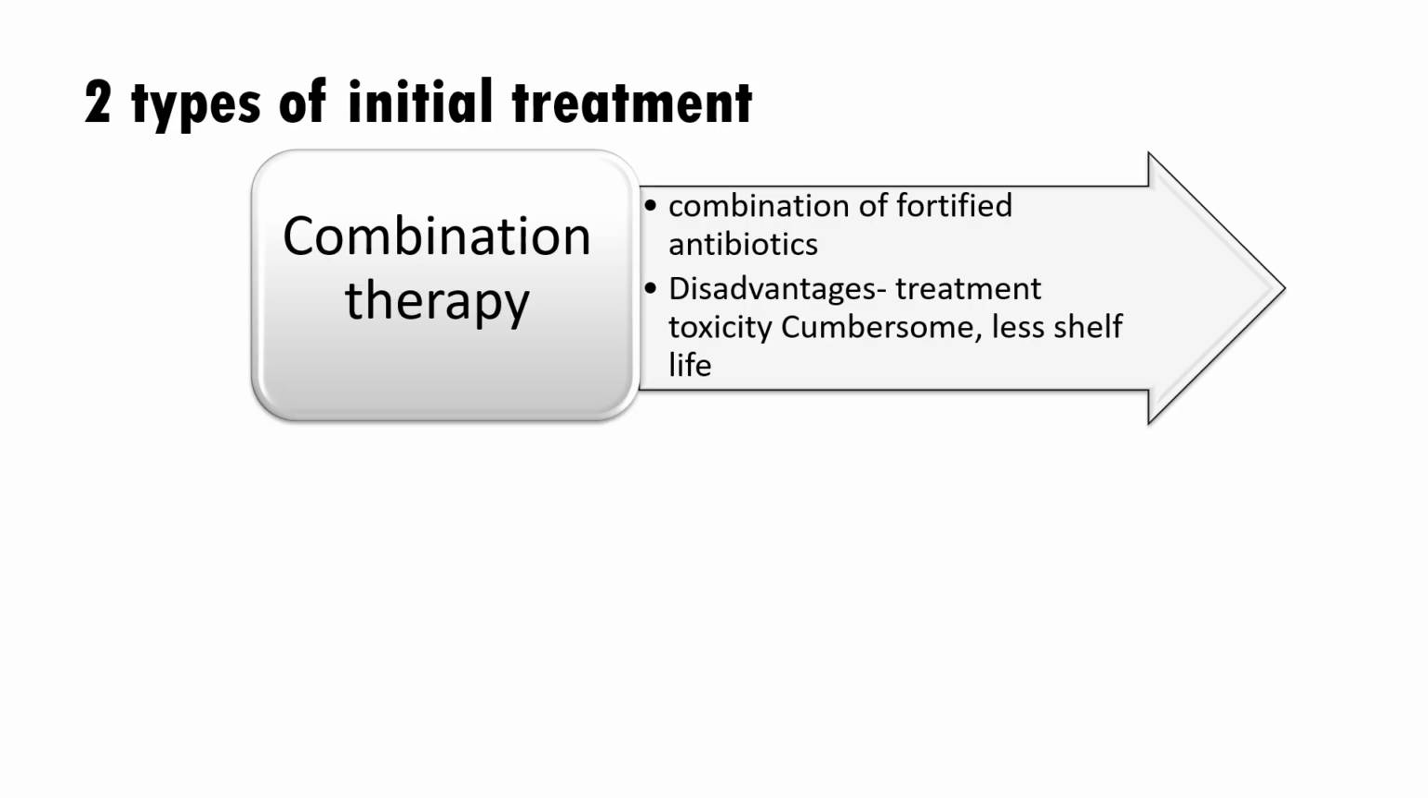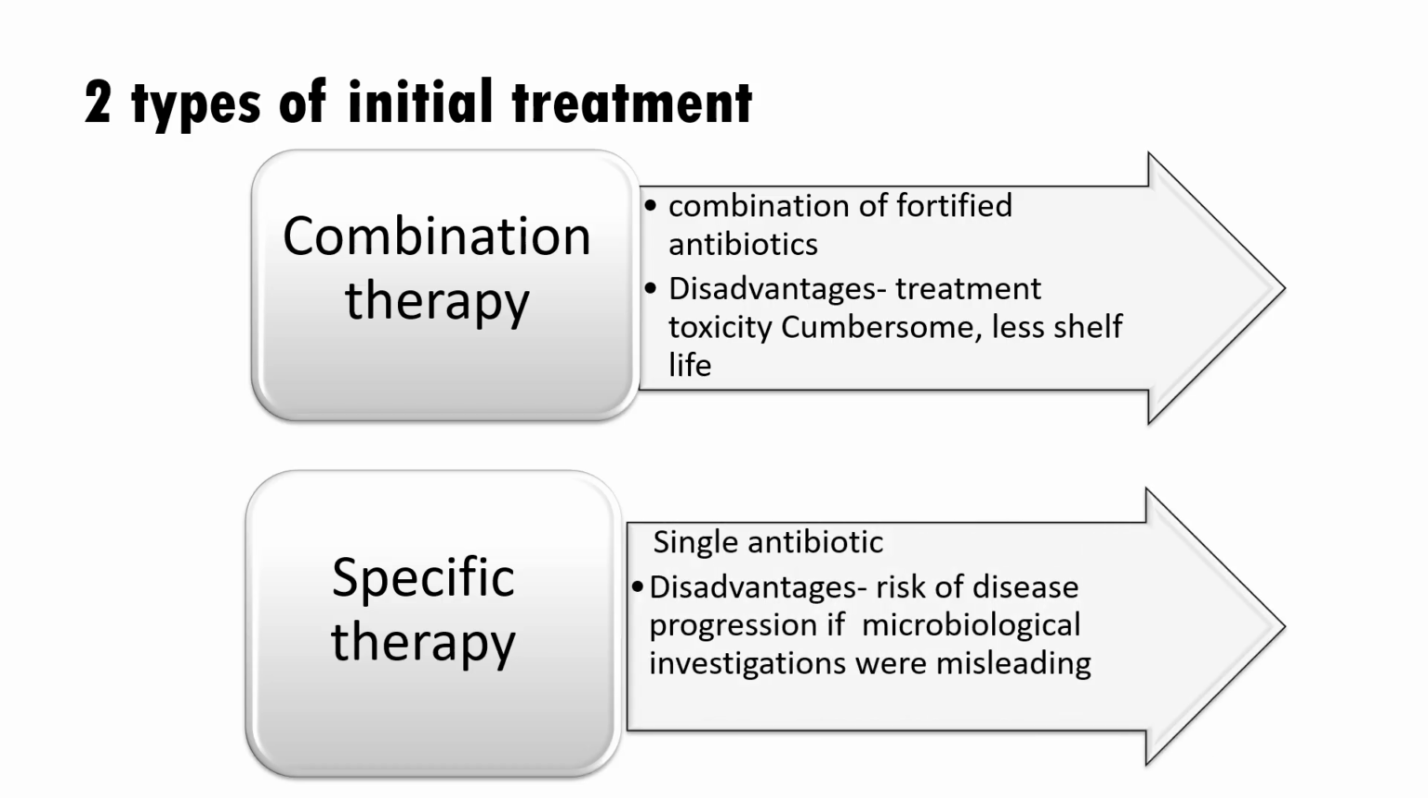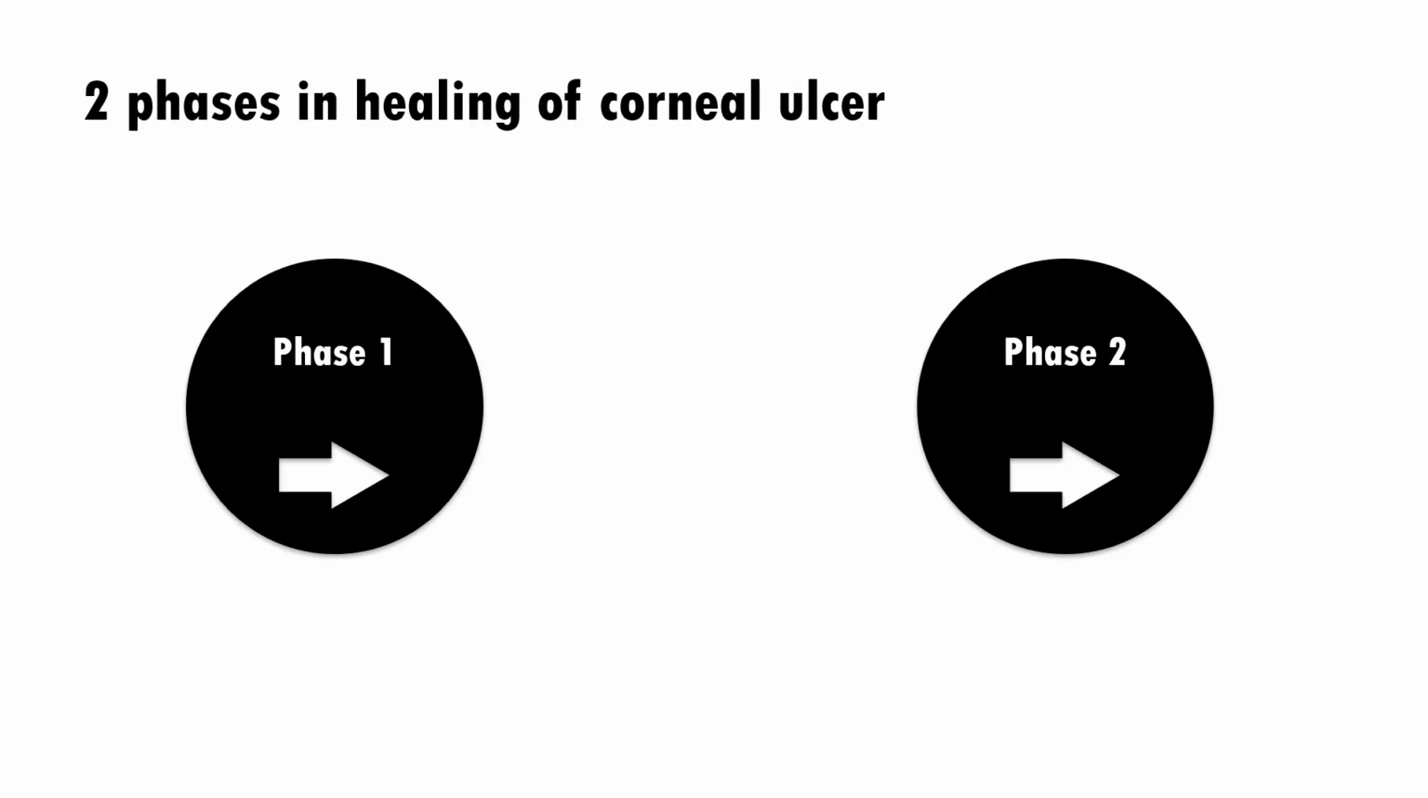But the disadvantage of this treatment is that fortified drops have to be prepared every time, and if you are not very well versed with preparation, which is actually very easy to learn, you might feel it very cumbersome. The other option: if you have a very small infiltrate, less than 1 mm, and you're sure that it is bacterial, you can start with a single antibiotic. But it is always better to start on a combination therapy, because your first phase of treatment should be very aggressive. There are two phases in healing of corneal ulcer.